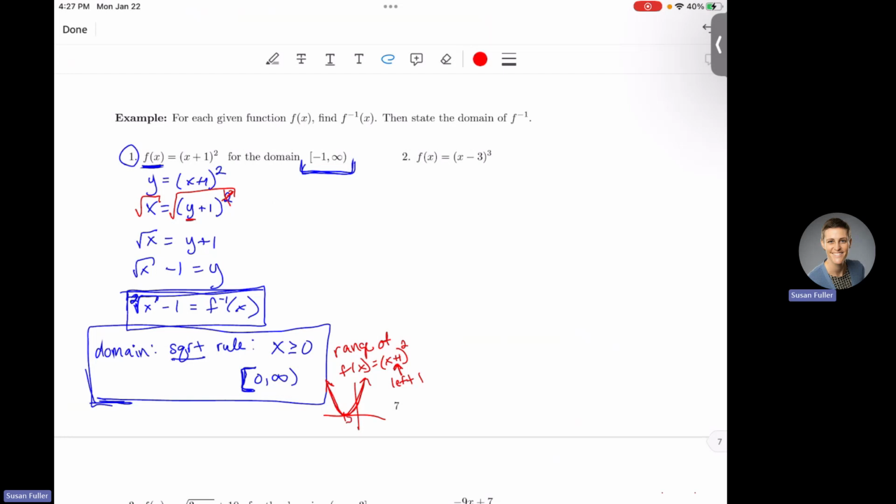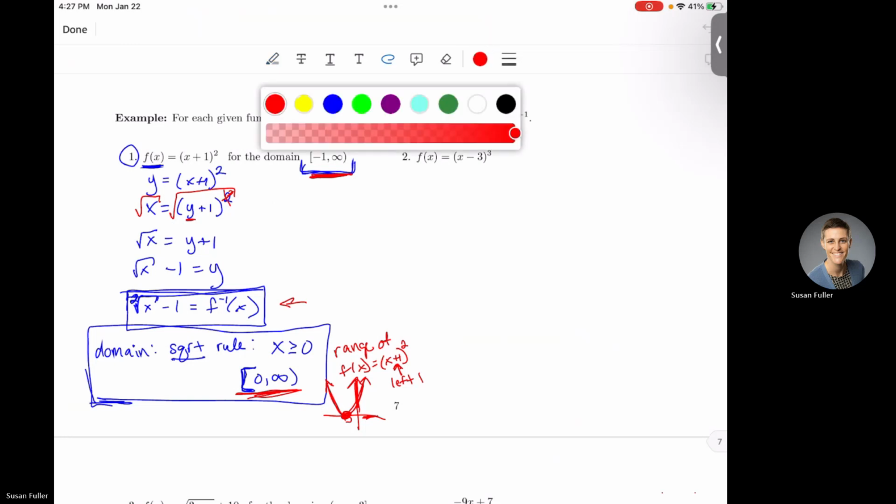The domain of this is negative infinity to infinity. They cut this down a little bit, and that's because of the range of this guy. But anyway, the domain of my inverse is the range of my original, and that goes from 0 on up to infinity. So the domain of my inverse is equal to the range of my original. Okay.